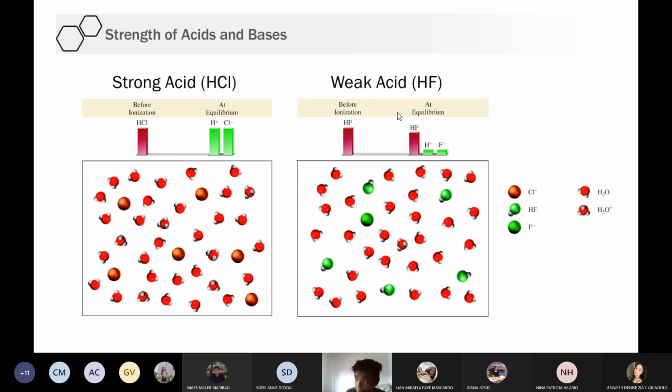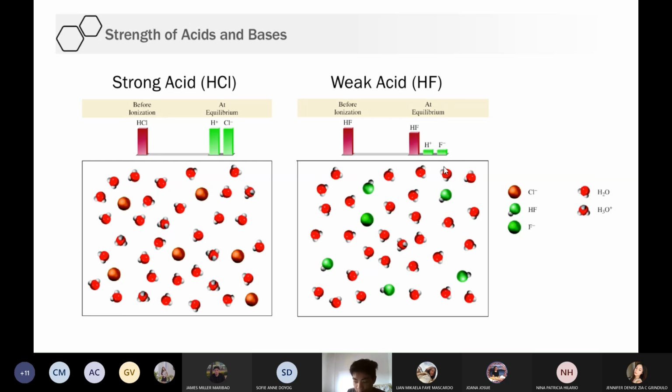Pero kapag yan ay weak acid, tignan nyo. Kapag HF, weak acid yan. Pagdating sa product side, we still have lots of HF and few amounts of the products, the H plus and the F minus. Yun yung difference. Kapag strong acid, full yung dissociation. Pag weak acid, hindi full yung dissociation. Since hindi full yung dissociation niya into the products, we can describe them by equilibrium equations.